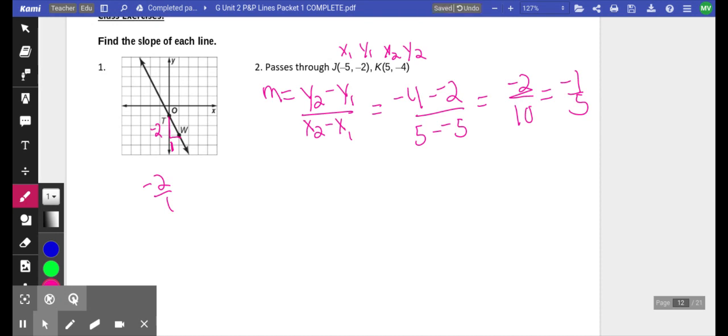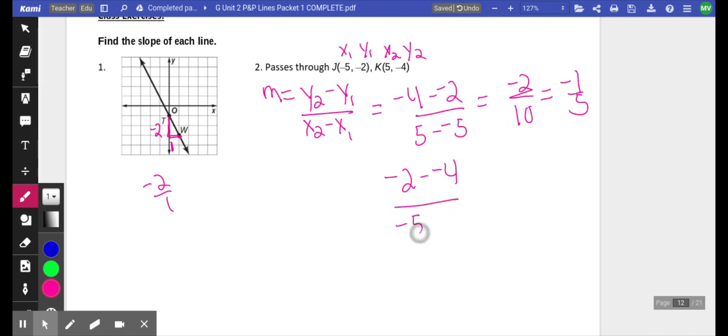Okay. So number 1, I had a graph, so I started on t and I went to w, so I went down 2 over 1, so my slope is negative 2 over 1. Number 2, I used the formula, which again is y2 minus y1 over x2 minus x1. So I did negative 4 minus negative 2 over 5 minus negative 5, and I got negative 1/5. If you did it the other way around and did negative 2 minus negative 4 over negative 5 minus 5, you would have also gotten negative 1/5. It doesn't matter the order. What matters is that your points are on top of each other. So negative 5 goes with negative 2 in both scenarios.